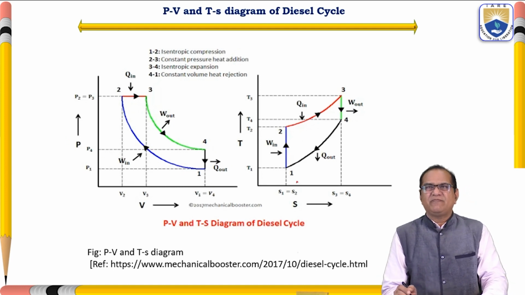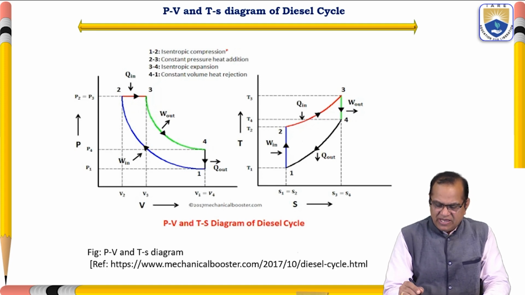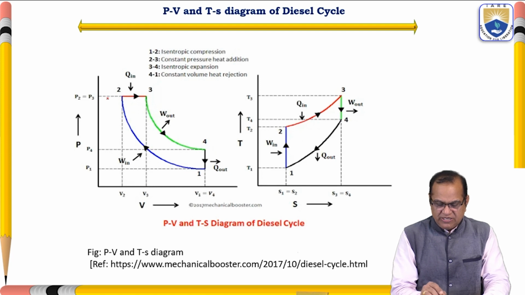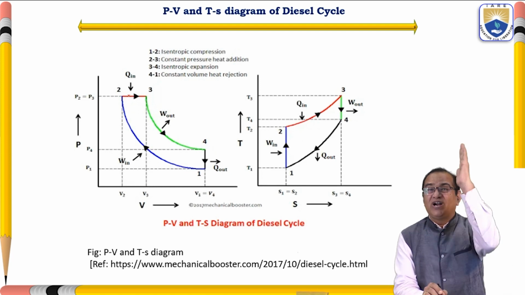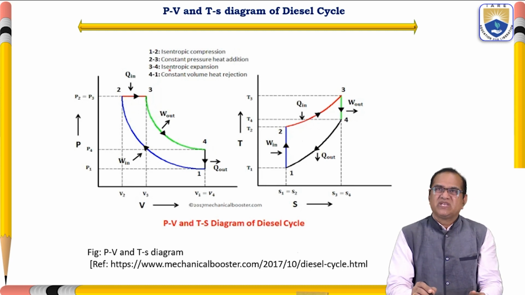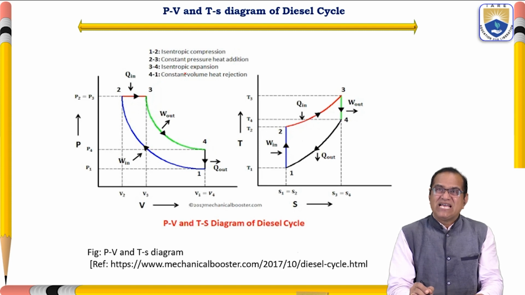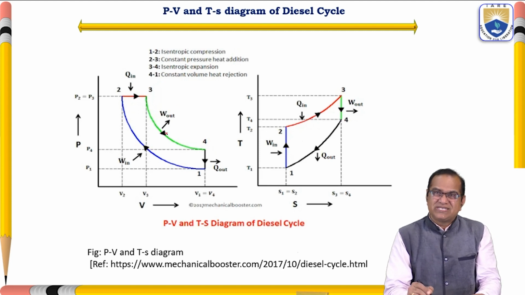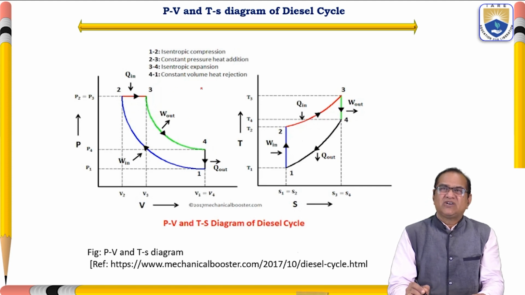The PV and the TS diagram. Here 1 to 2 is an adiabatic or isentropic compression. 2 to 3, as you can see, has constant pressure. In the Otto cycle, it is a vertical line, but here we have the horizontal line 2 to 3. It is called the constant pressure heat addition, where Q in is given. 3 to 4 is an isentropic expansion, so expansion is taking place.